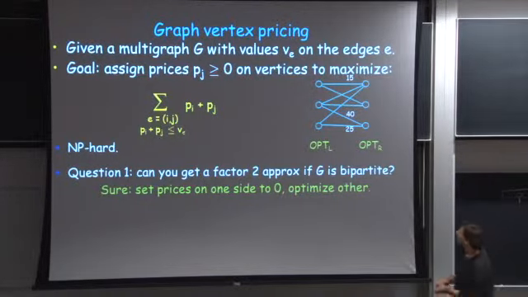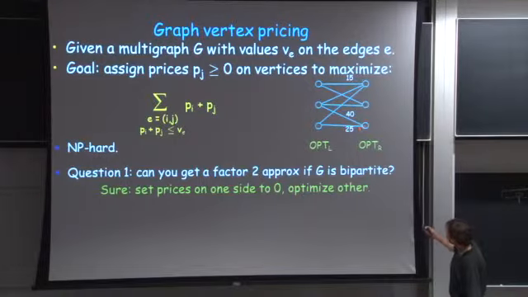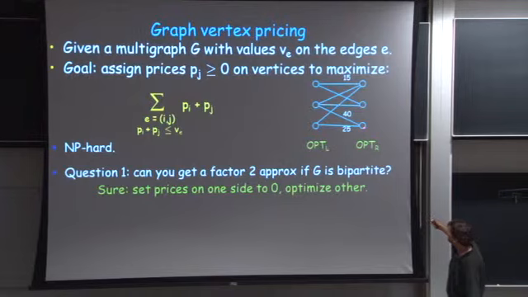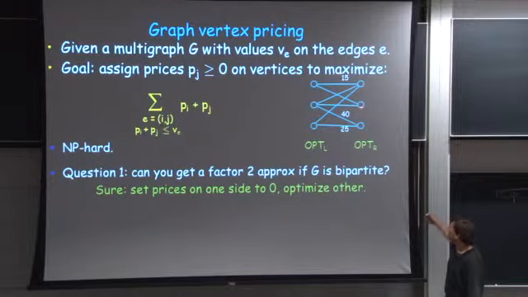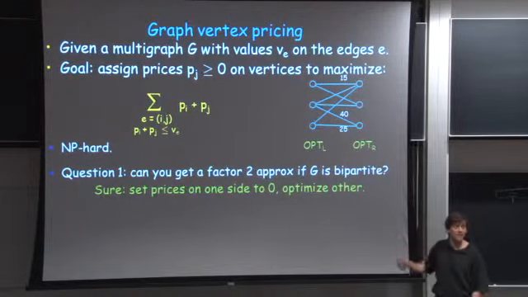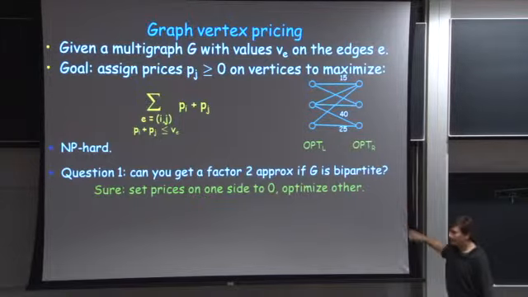If we set all the prices on one side to 0, we can now separately optimize these prices, because the set of people who want this item is completely disjoint from the set of people who want that item. And so optimizing individually, that's easy.